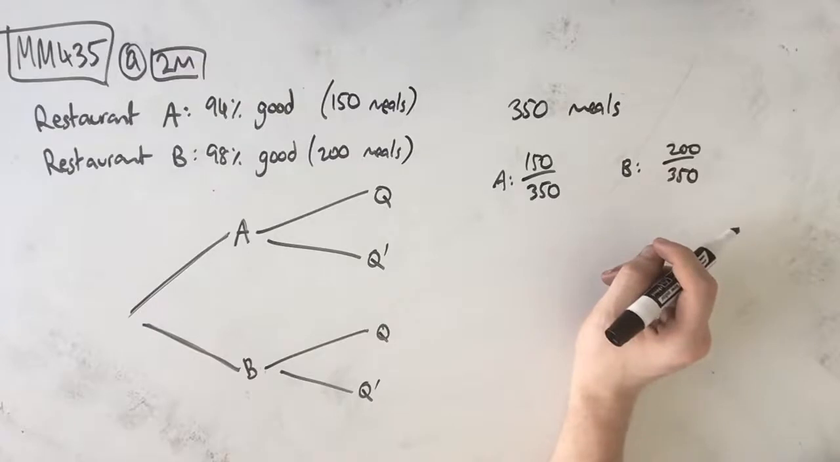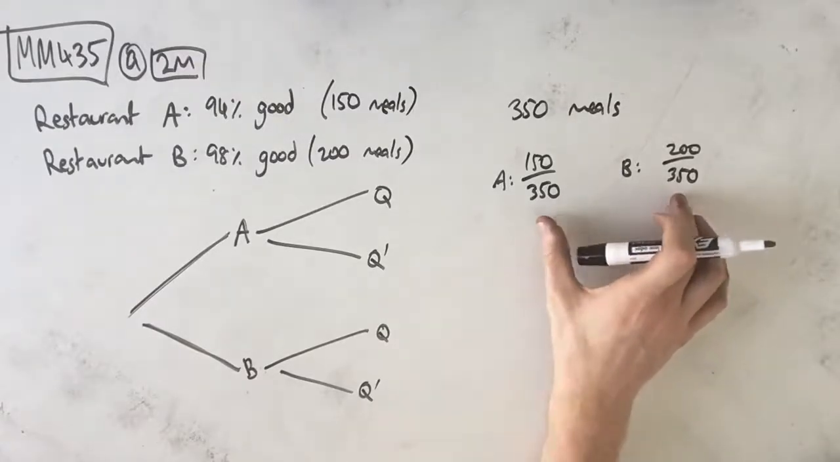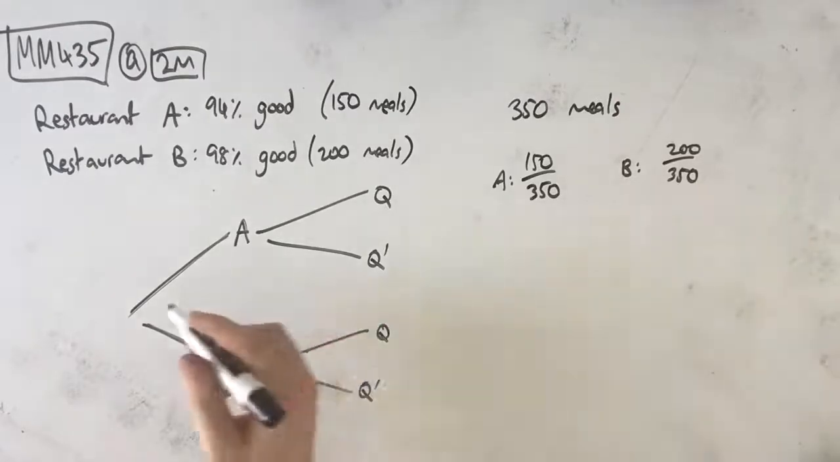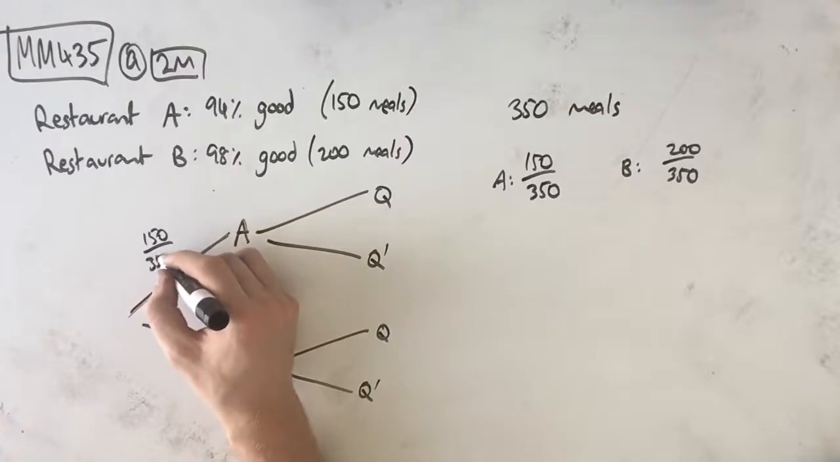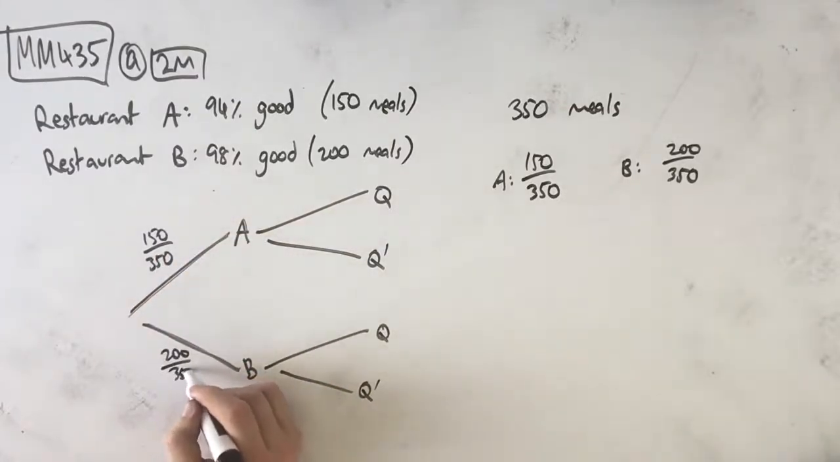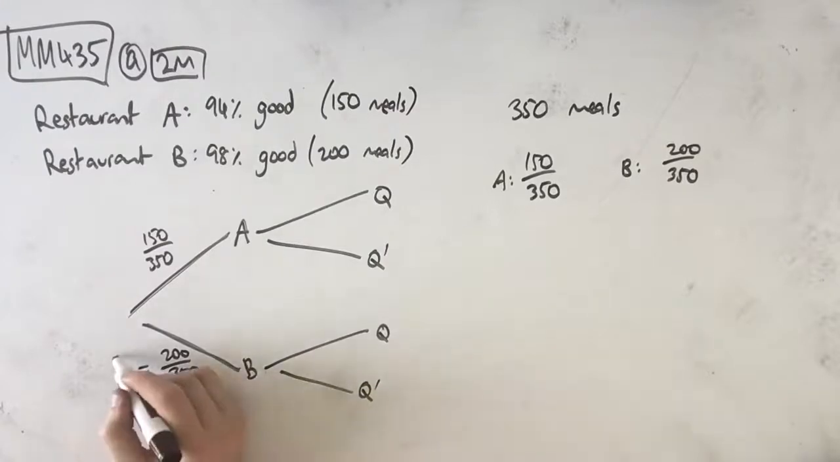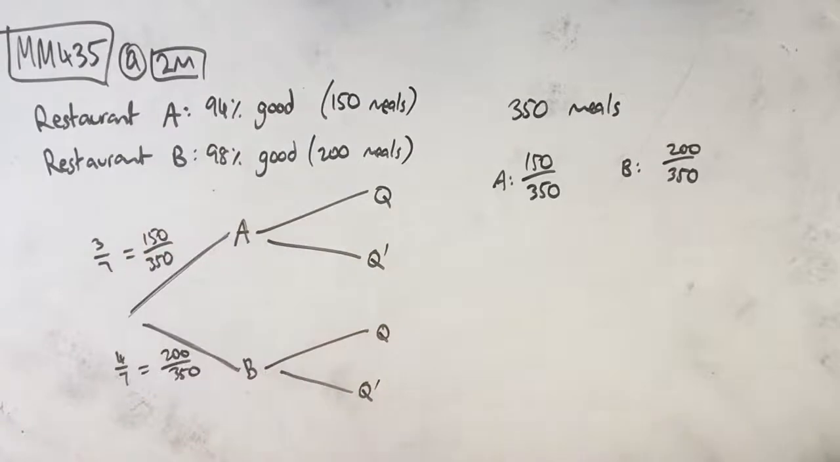Now, if Paige randomly chooses one of these meals, she's going to be one of these 350, right? Which means that her chances that she's eaten at A is 150 out of 350, and her chances that she's eaten at B is 200 out of 350, right? This is equal to 4 on 7, just to make this a bit more simple to read. And the top one is equal to 3 on 7.